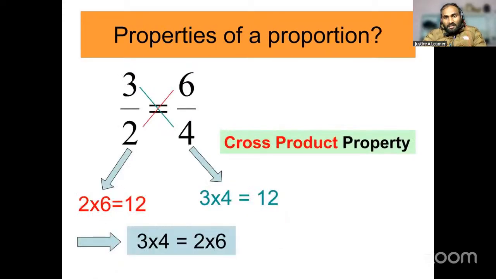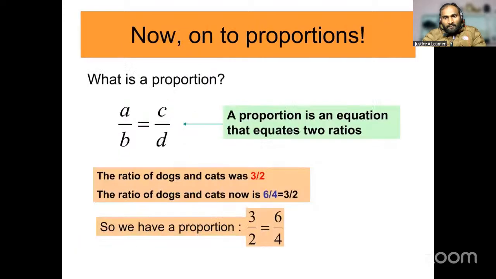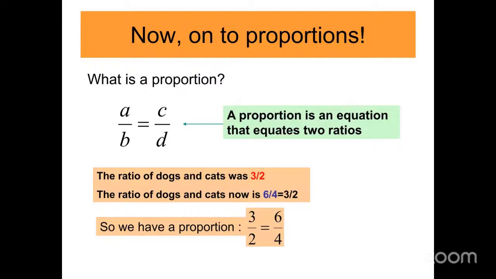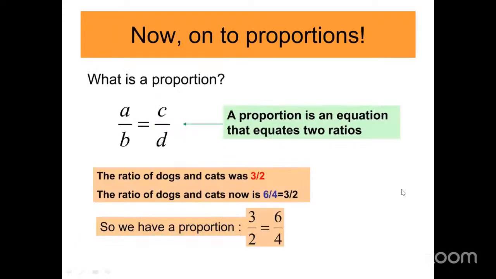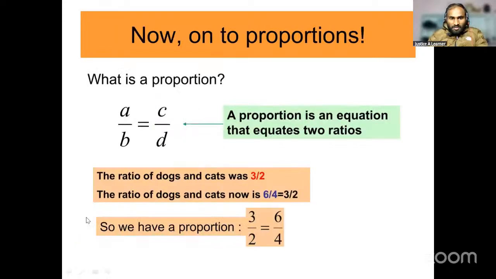Now there is another thing. So that's what we found. Okay, what is a proportion? Proportion is an equation that equates two ratios. The ratio of dogs and cats was 3 by 2, and the ratio of dogs and cats now is 6 by 4. So I can say 6 by 4 is equal to 3 by 2, right? Is that true or not? Yes.